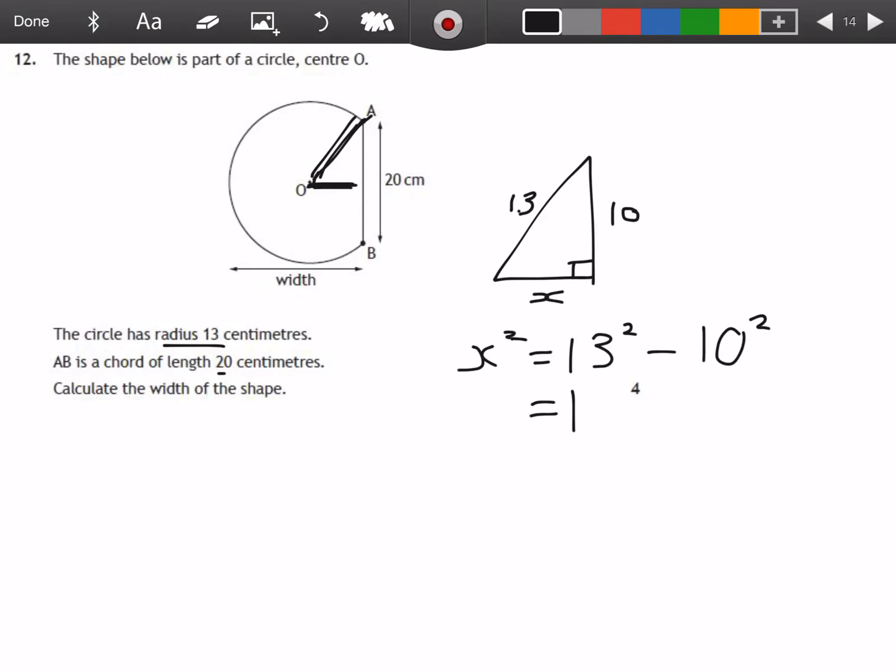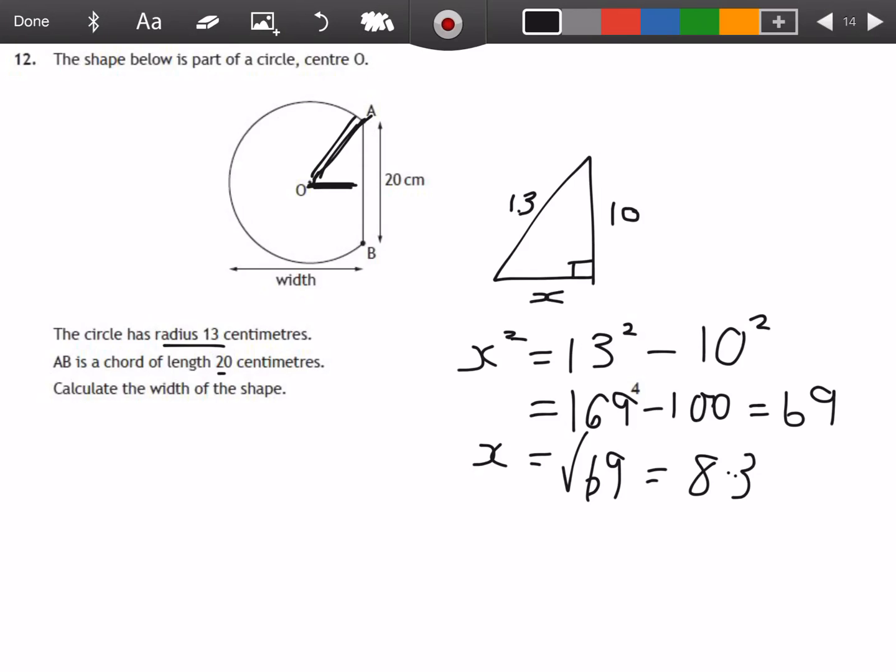Okay, remember this is a calculator paper. Okay, but remember x is not 69. How do we find x? We do the square root. Which gives us about 8.3. The number after the 3 is a 0, so I'm quite happy to leave it as 8.3.